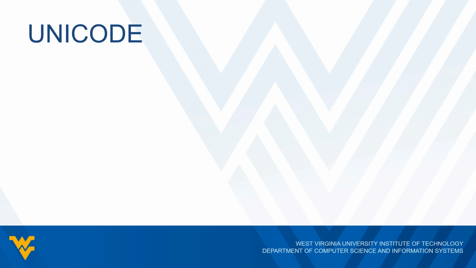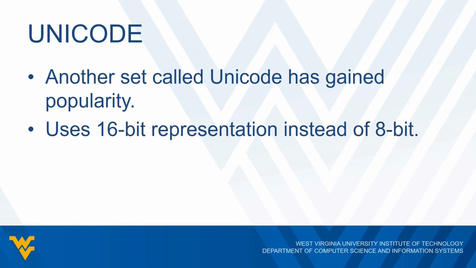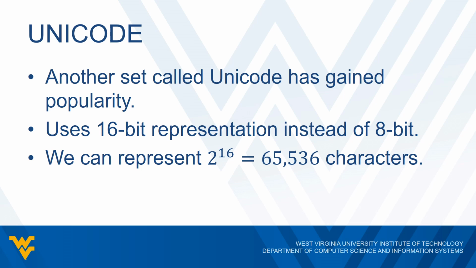There is another code mapping, which is called Unicode, and this is becoming more popular. This is because it uses the 16-bit representation for characters rather than the 8-bit format that ASCII uses. And what this means is that we can actually represent 2 to the 16th power unique characters, or 65,536 characters, instead of the 256 characters that ASCII provides.